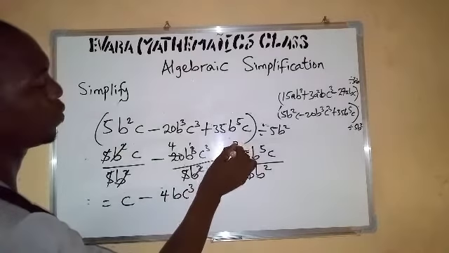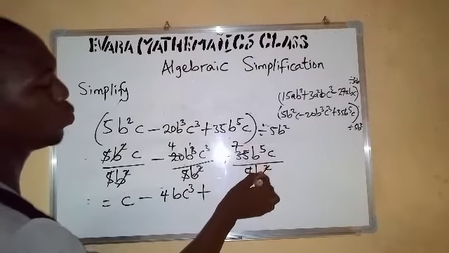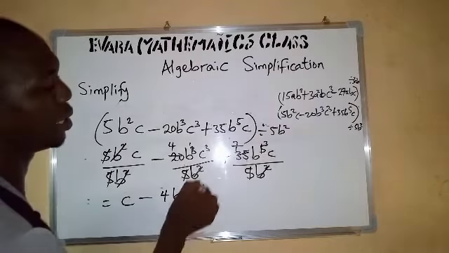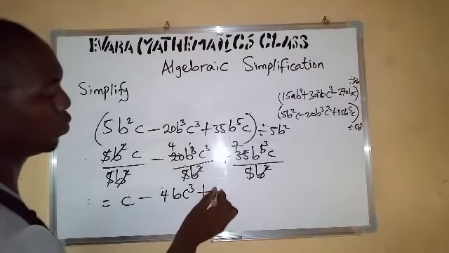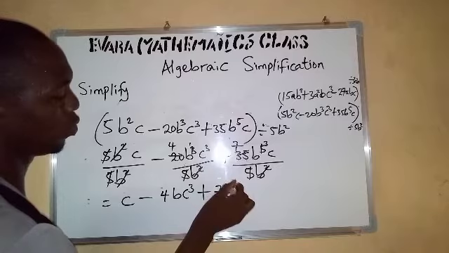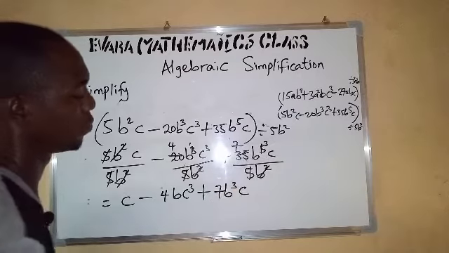5 in 35 is 7. If you take 2b out of 5, it will remain 3. So we are left with 7b cubed and this c.